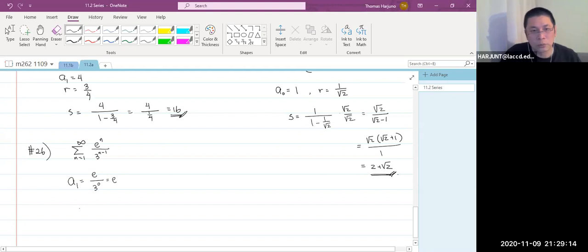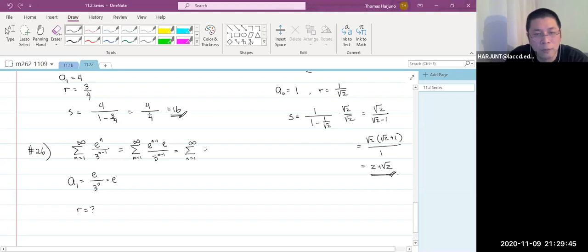But how to find the ratio? You cannot find a2 and a3 and a4 and then check the ratio all the time. What you can do is massage this series. I will first split this into e to the n minus 1 times e over 3 to the n minus 1. Notice that this is the series from 1 to infinity of e times e over 3 to the n minus 1. Now you can see better that the r is actually e over 3. So what is the infinite sum? That is equal to the first term over 1 minus the ratio. Multiplied by 3, I will get 3e over 3 minus e.